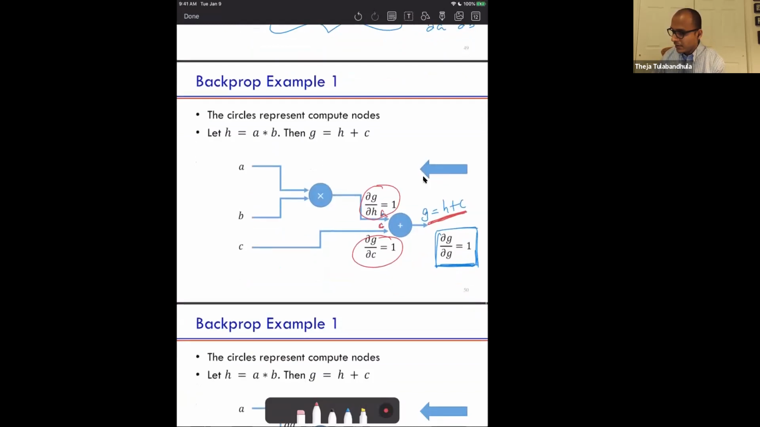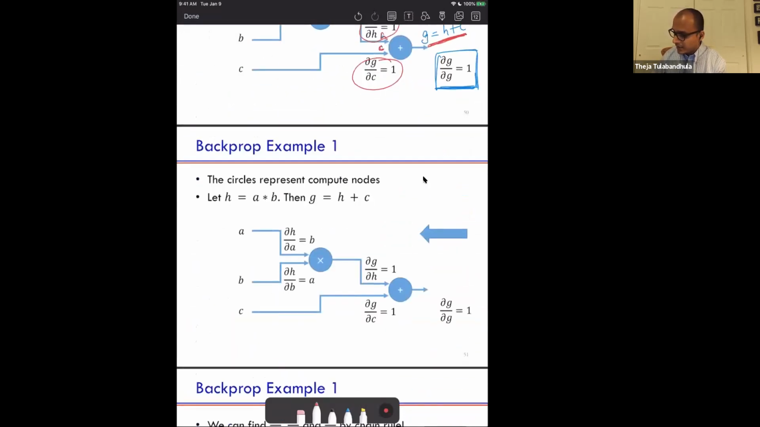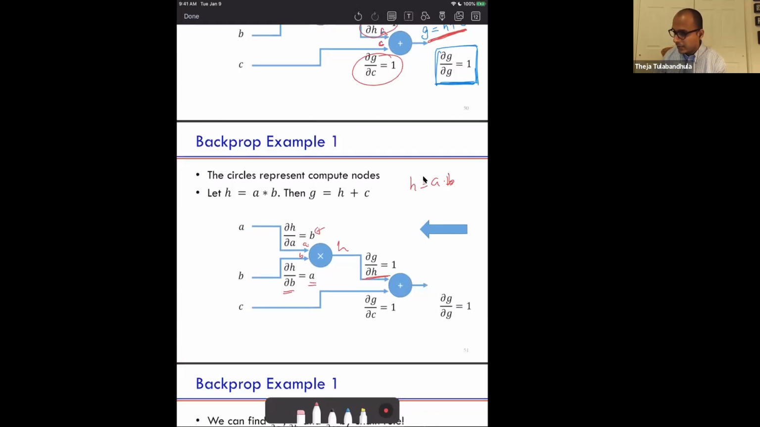Now, what is the local gradient of H? Its inputs are A and B. What is the local gradient of H with respect to A? That's B. And the local gradient of H with respect to B is A, right? This is also clear because H is just A times B. Let's say I fix B to be a fixed number. If I change A by 1 unit, H changes by B units, right? That's why the gradient of H with respect to A is B. So these are the local gradients I computed.